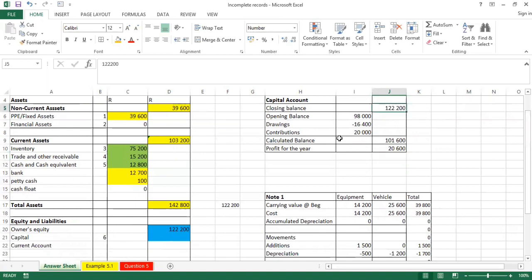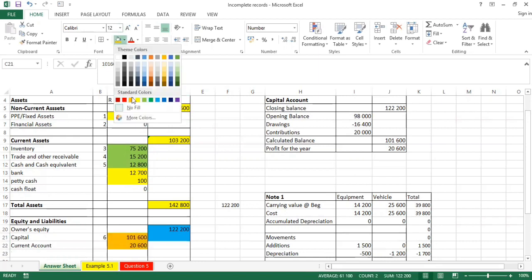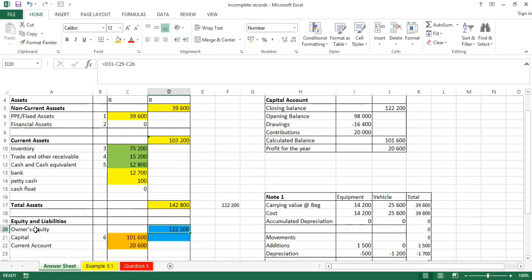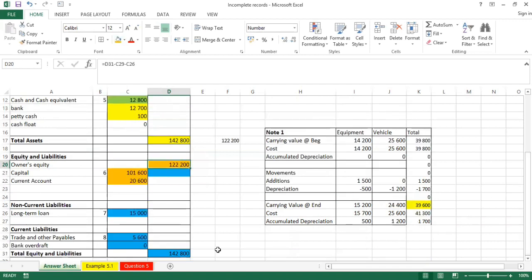So this amount, our closing balance, is our total owner's equity. And then we have our capital amount. Our capital amount being this calculated balance of 101,600. And then our current account is 20,600, which is our profit. So when you add these two amounts, they give us our owner's equity.